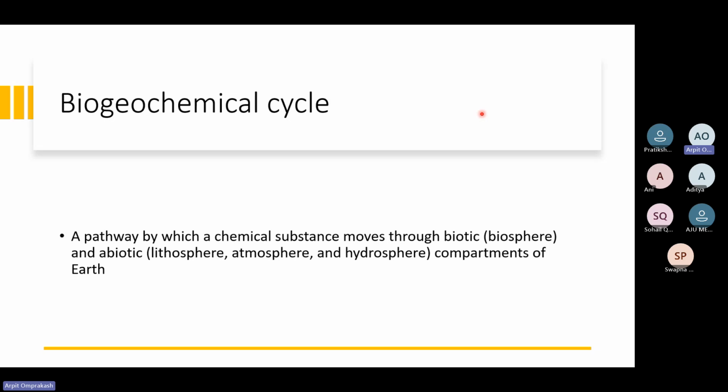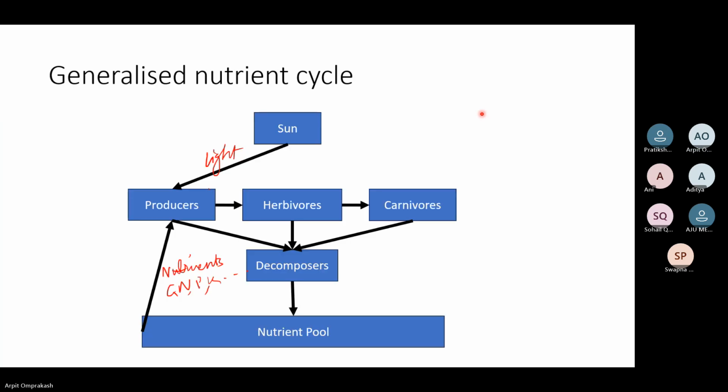Biogeochemical cycle is a pathway by which chemical substances move through both the biosphere and the abiotic components, which are the lithosphere, atmosphere, and hydrosphere compartments of the earth. So this is how a generalized nutrient cycle looks. You have the sun, which gives out light, and producers use this light to produce food. This is fed to the herbivores, which are eaten up by carnivores. When all three of them die, they are decomposed by decomposers, which put the nutrient in the soil nutrient pool, which is then taken up by the producer. So this is a generalized nutrient cycle.